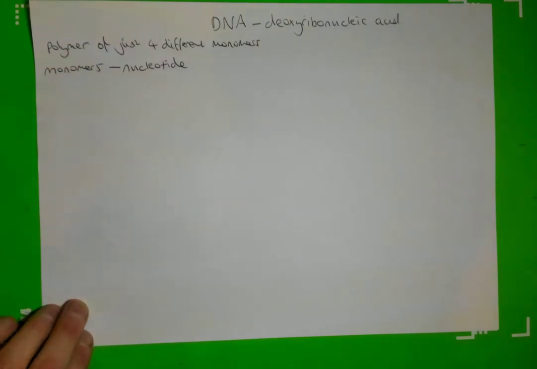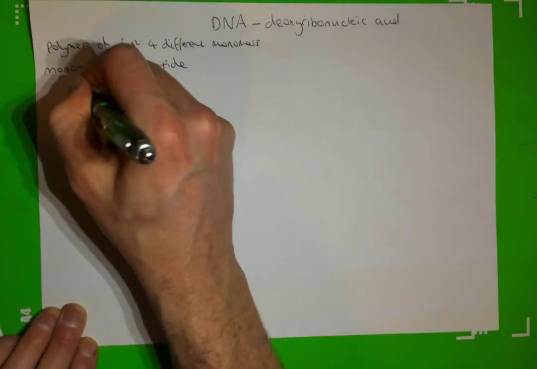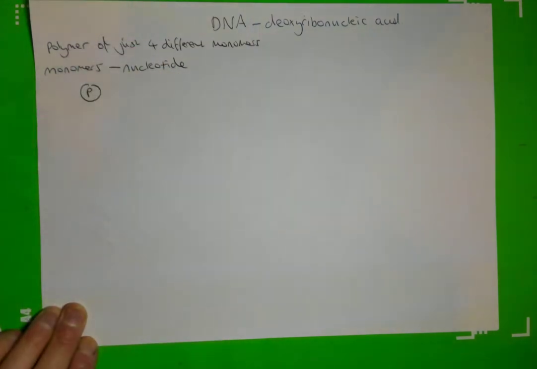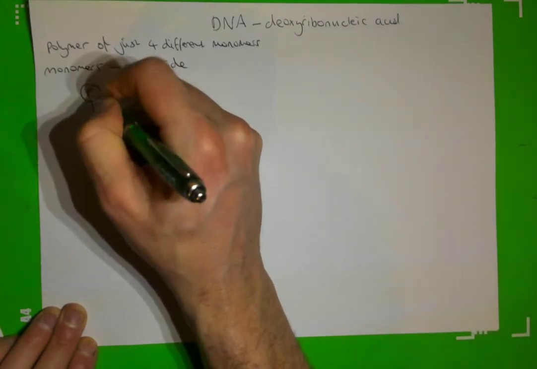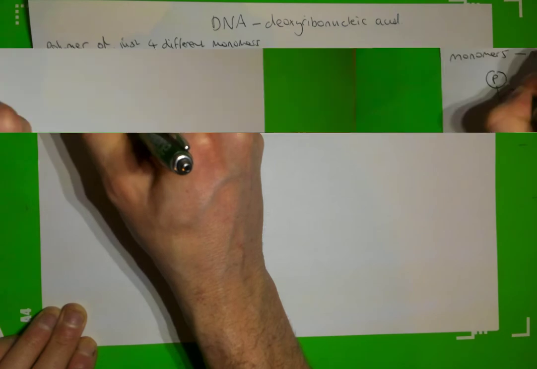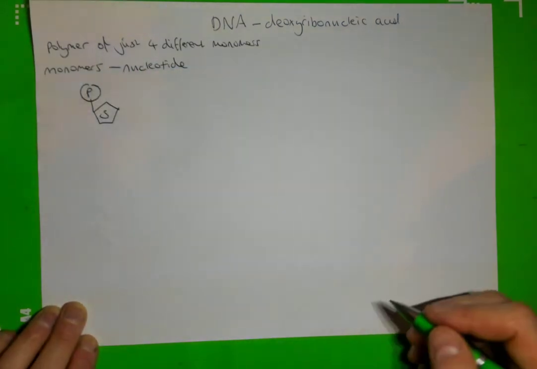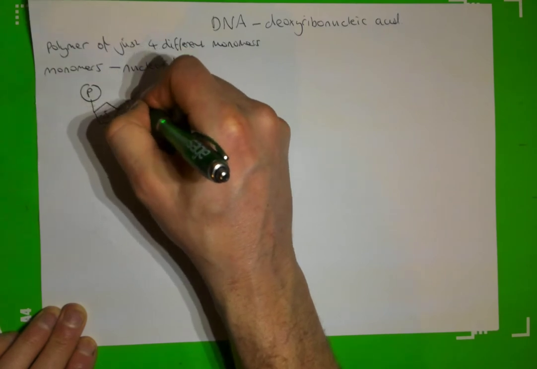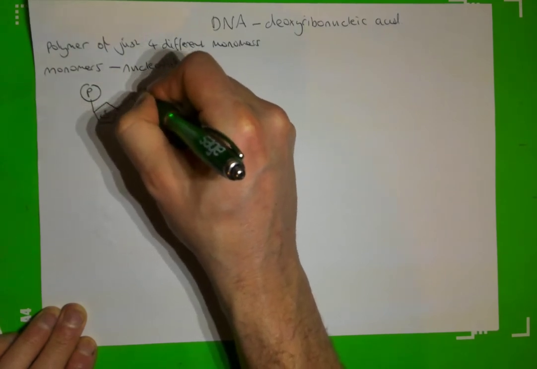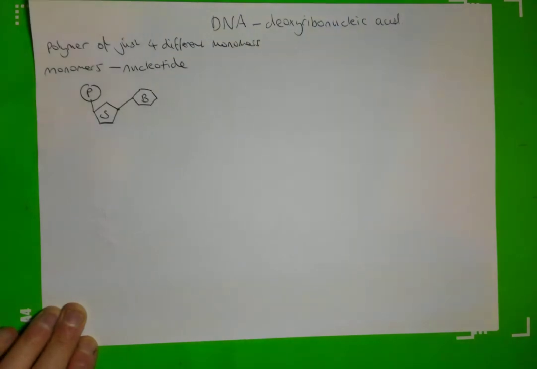Well, so what's a nucleotide then? A nucleotide is actually made up of 3 different parts: a phosphate, a sugar, and a base. So here's my phosphate. Here is a sugar, and that's represented by a pentagon, and this is a base, like that.